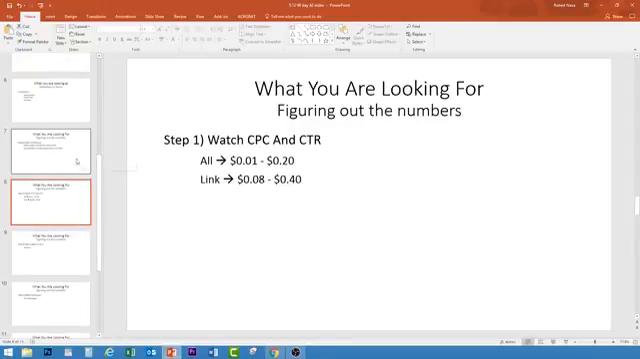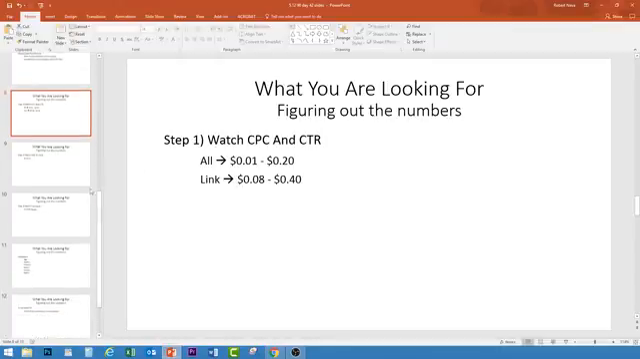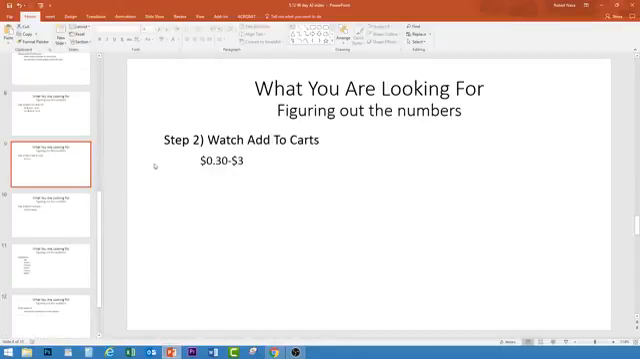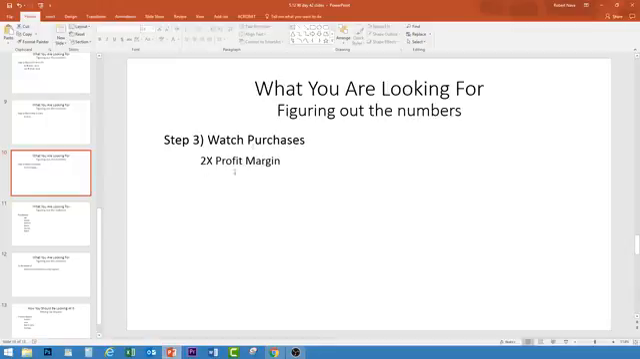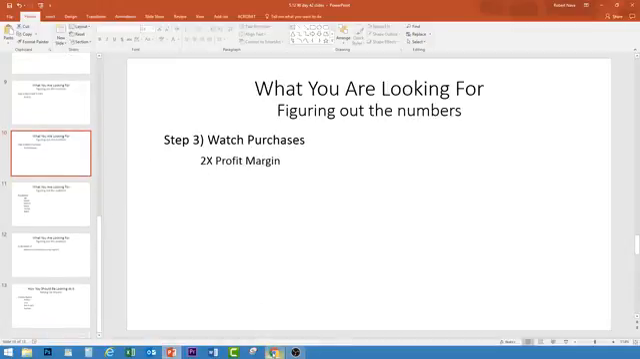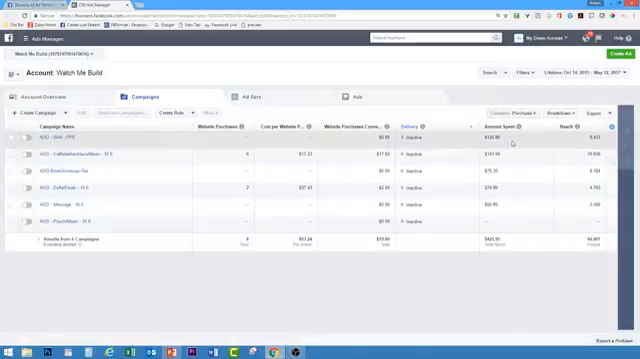You want to pay attention to step 1. You want to pay attention to your clicks, right? And then on step 2, you want to pay attention to your Add to Carts. And then on step 3, you want to pay attention to your sales. Okay? So now we got those set up. Let's just spend a few minutes now actually looking at reporting.